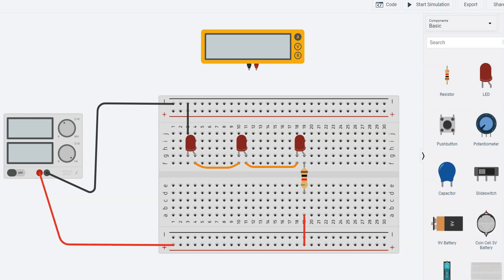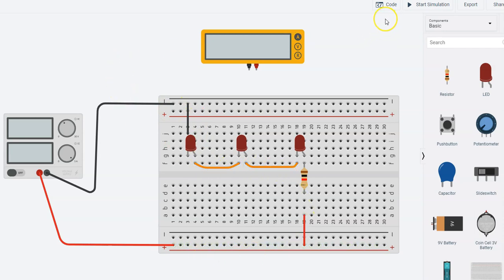Hey, welcome. This is going to be a short video using Tinkercad to illustrate how to measure voltage with a multimeter. I have a simple series circuit set up here on the breadboard. I've got three LEDs plus a resistor, and if you trace the path, there is exactly one path for electricity to take to flow.